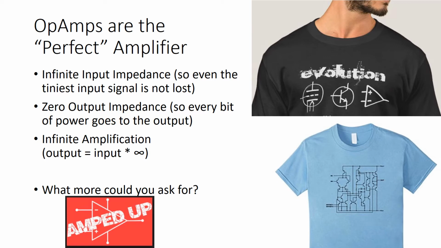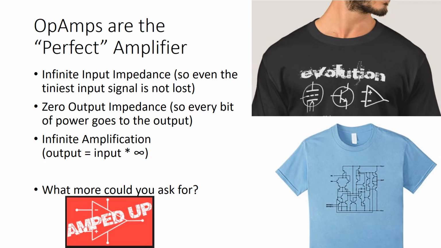So if I were going to design a perfect amplifier, it would have infinite input impedance. So even the tiniest signal from a microphone or from a temperature sensor would see basically a very large resistance at the input of the amplifier. So every little tiny bit of the signal would be kind of picked up by that amplifier.